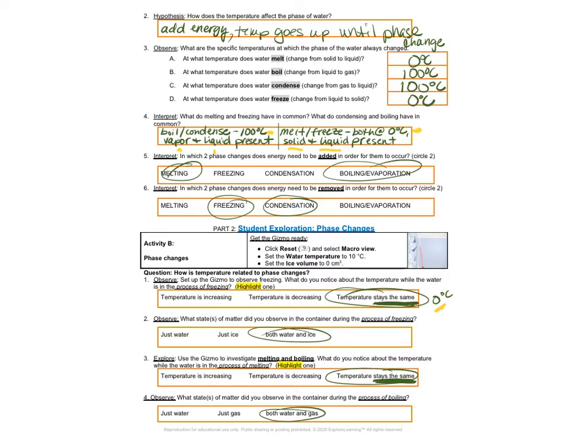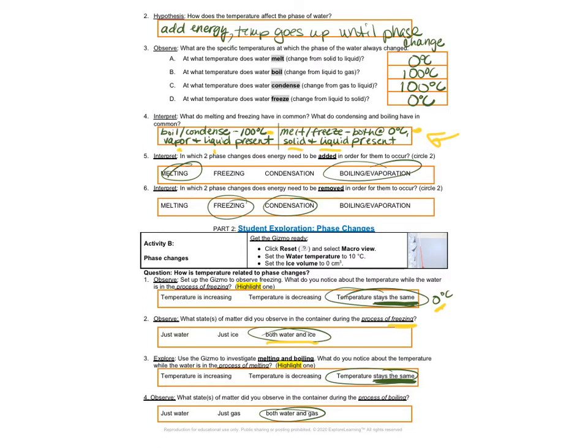What states of matter did you observe in the container during the process of freezing? So again, this is what we talked about up here. While it's in the process of freezing, you will see both water and ice. You'll see both phases. Think about when you put an ice cube tray in the freezer. If you take it out before everything's frozen, you're going to see some ice on top, but you might be able to see some of the liquid water still underneath where the ice cubes aren't completely frozen. So while it's in the process of freezing, you're going to see two phases, both water and ice.